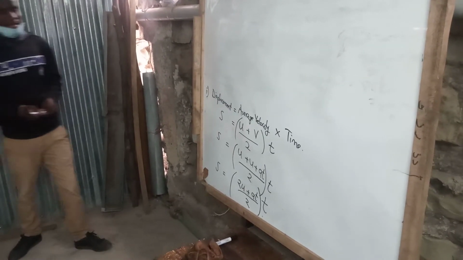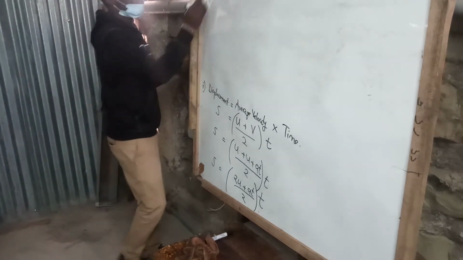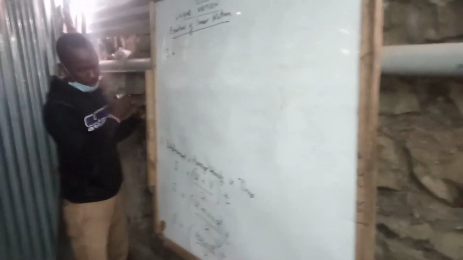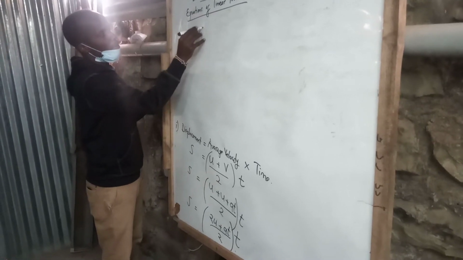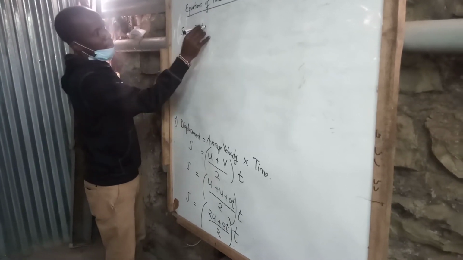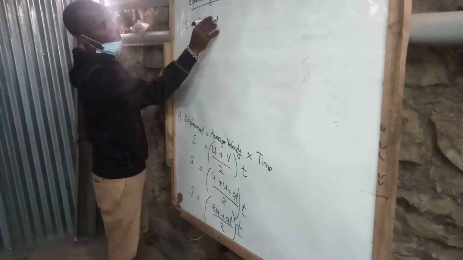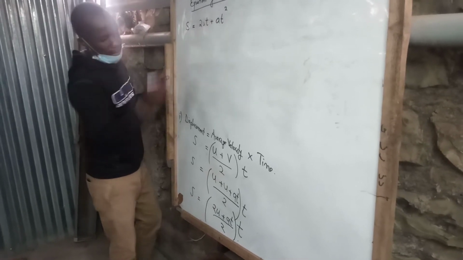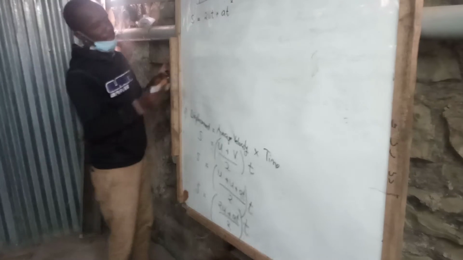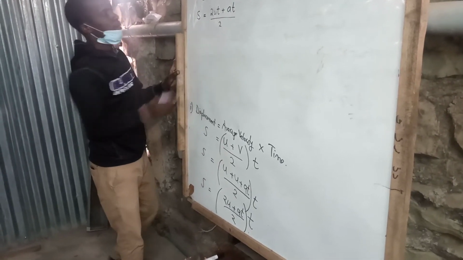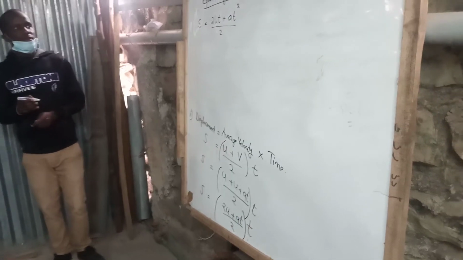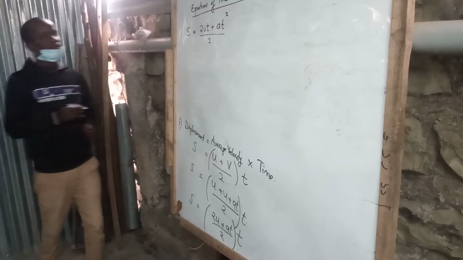We open the brackets. Okay, let's open up the brackets. So that means s will be what? 2ut plus a t squared, because you have at times t there, and then over 2. And then over 2. Okay.